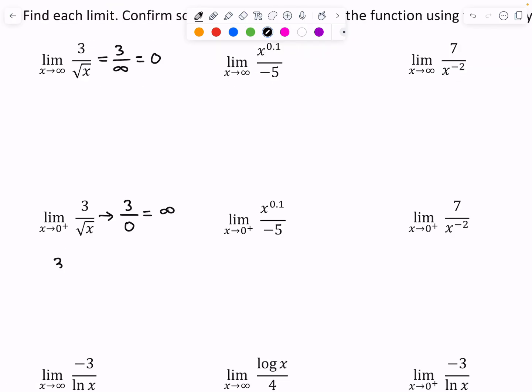For example, imagine 3 being divided by something extremely small, like 1/1000th. After you invert and multiply, this is 3,000. If you divide by 1/10,000th, then the result grows to 30,000. So the smaller the denominator gets, the larger the result of this fraction gets.